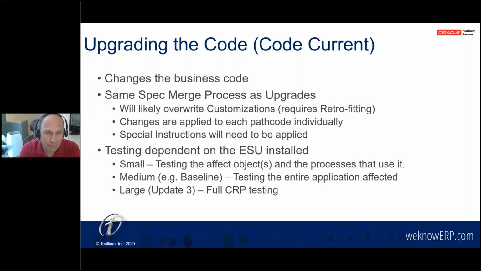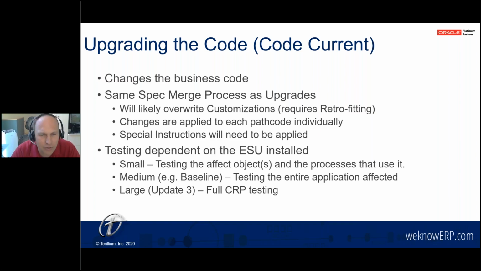It uses kind of the same spec process as a 9.1 and 9.2 upgrade. So there's a similarity to what you did when you did the upgrade, because it is going to change or replace your code. There are special instructions you need to apply. If you're doing just pieces, just an ESU or two, you can test in different varieties. There are small levels of testing based on the objects that were changed.